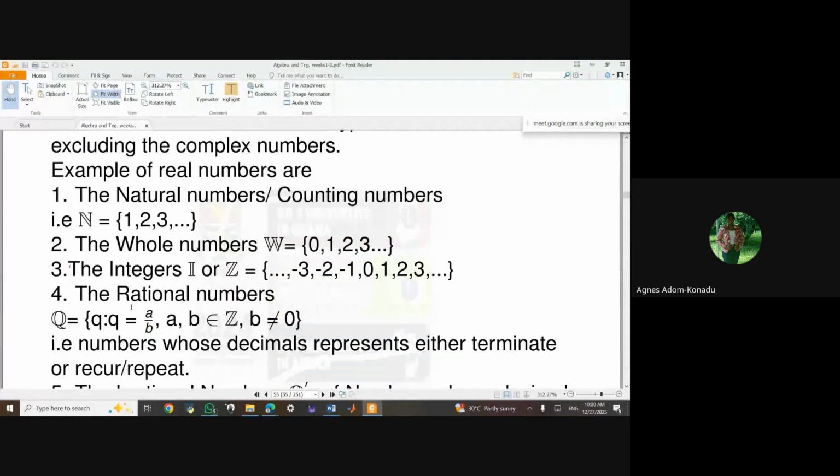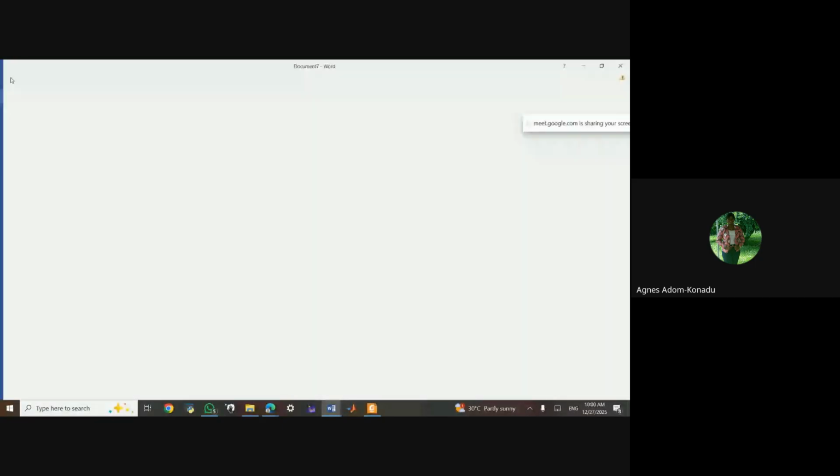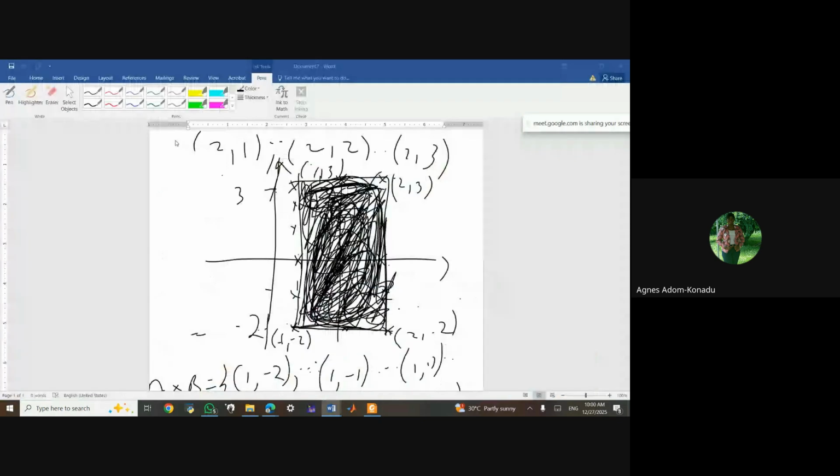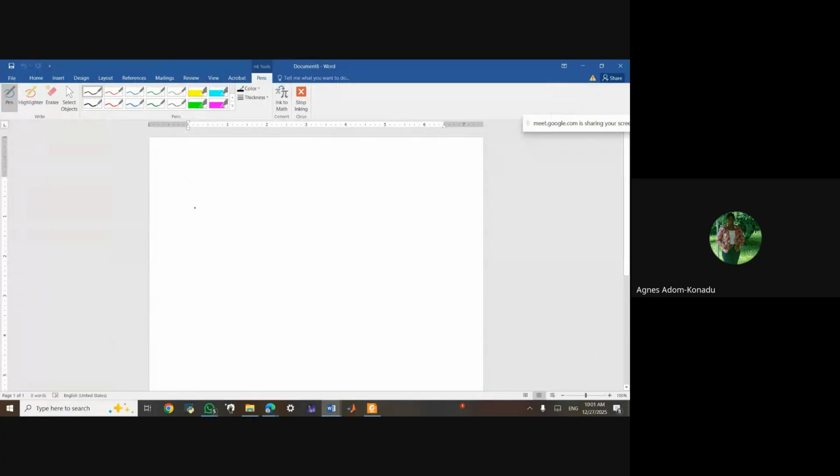So we can write the whole numbers W as a set containing 0 union the natural numbers. So that is my whole numbers.